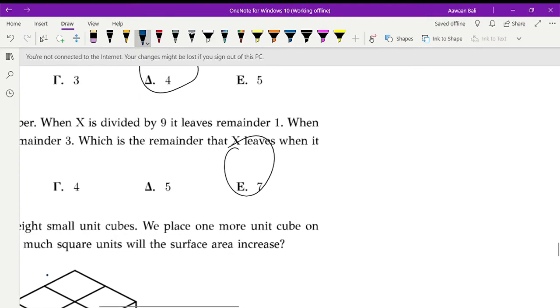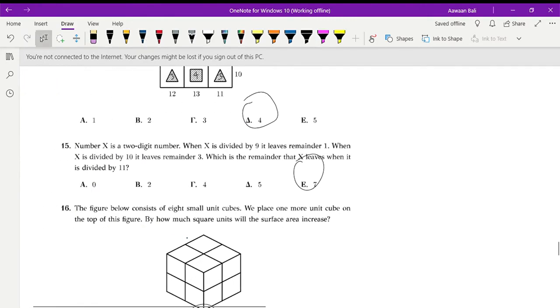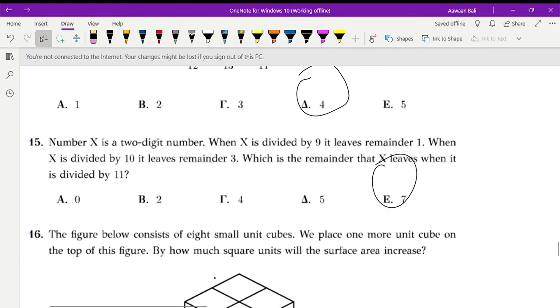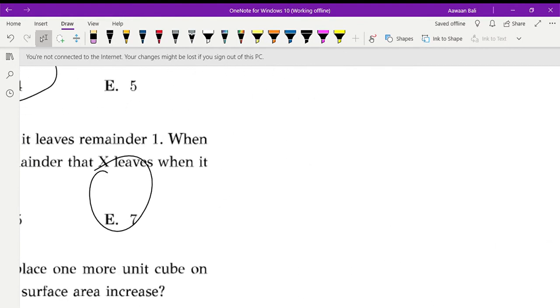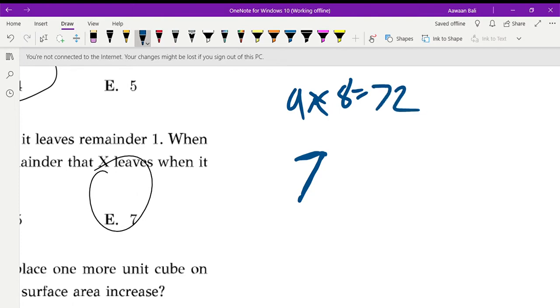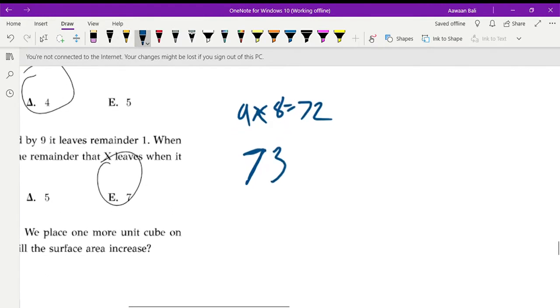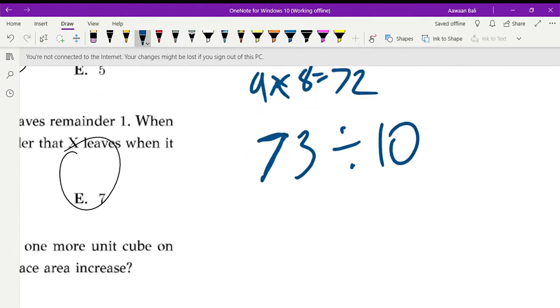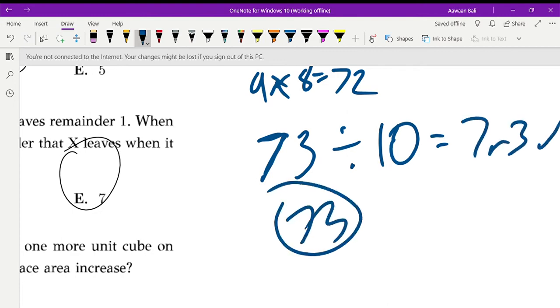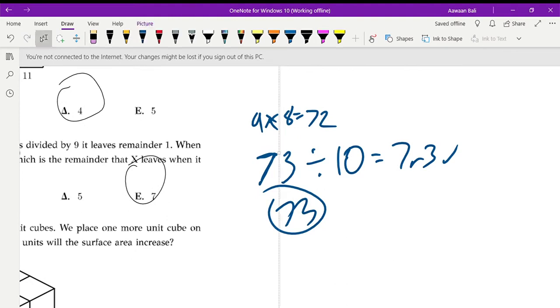Now it says when x is divided by 10, it leaves remainder 3. So which number ends with a 3? You don't have to do the whole long thing. But if you know that 9 times 8 is 72, which is easy to remember knowing the times table, 72 plus 1 is 73. When you do 73 divided by 10, you get 7 remainder 3. It makes sense.